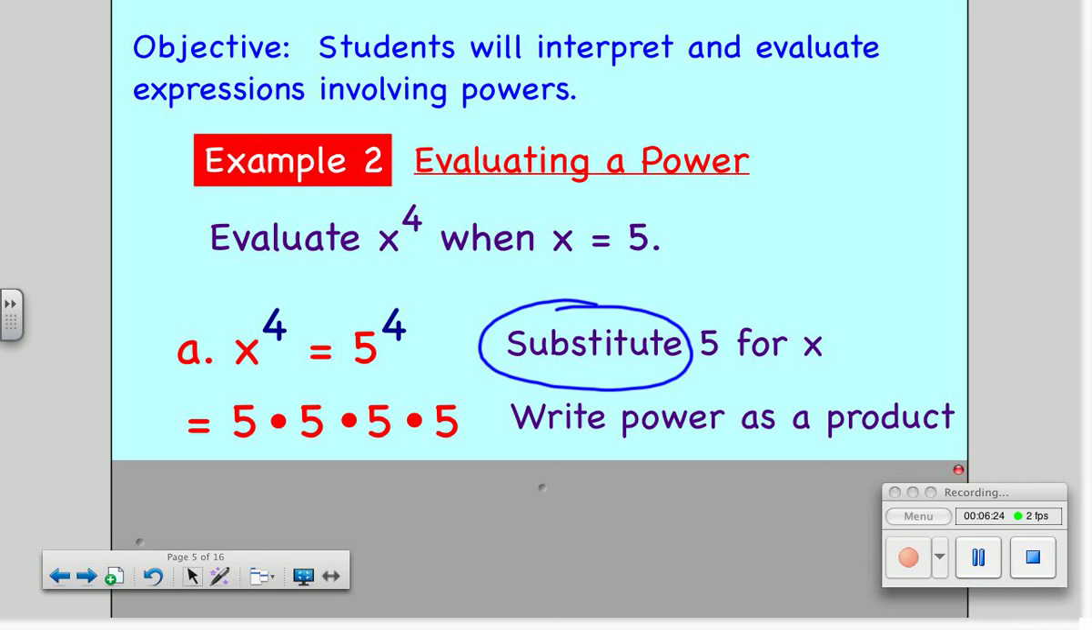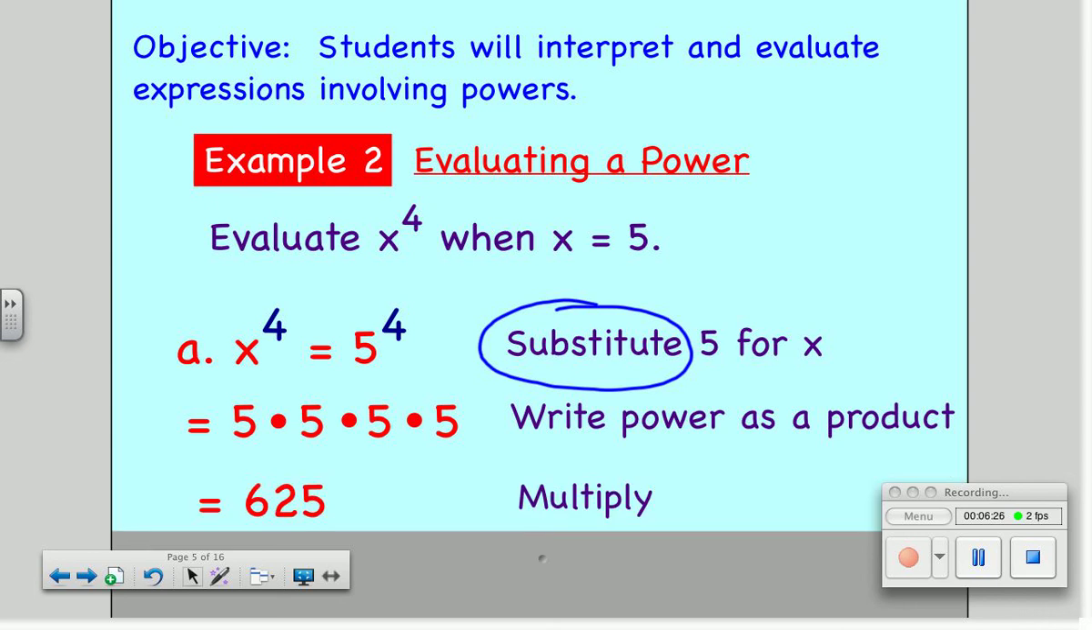Okay? How do we do that? One of the easier ways, because of the commutative property, remember, it doesn't matter what order you multiply in. So I don't have to necessarily say 5 times 5 is 25, 25 times 5 is 125, and 125 times 5 is 625. You could do it that way, but you don't have to.